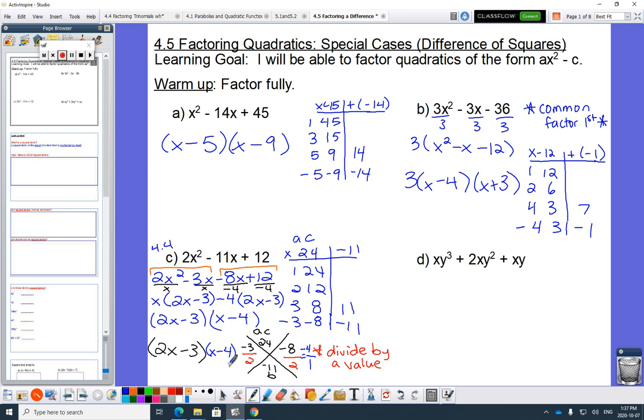Yes, Erica? Nope. It's never going to say you must use guess and check, never going to say decomposition. No, you pick what you like.